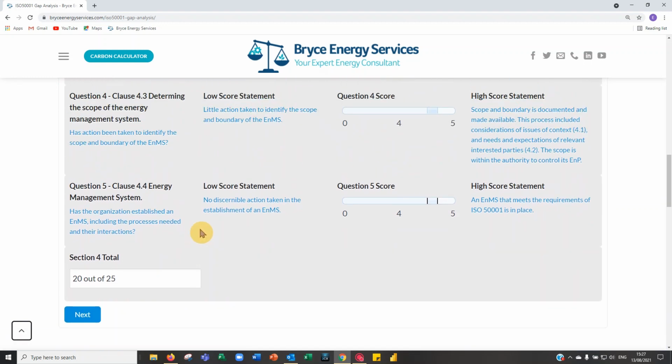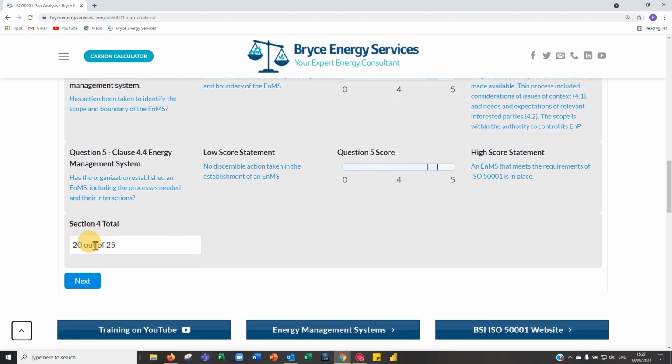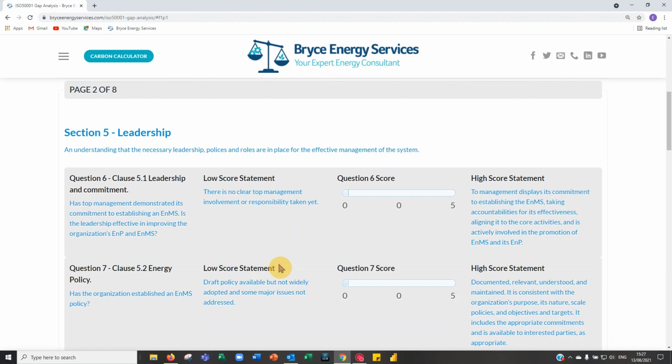The questions do take thinking about. If you're involved directly in these areas within your business, you should probably know fairly quickly, kind of feel for where you are in terms of 0 to 5. And then we just simply have a section total here, and then we move on to the next page.